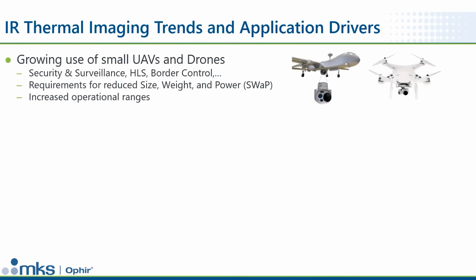So one of the most interesting trends today is growing use of small UAVs and drones for various applications, such as security and surveillance, homeland security, border control, etc. These applications require reduced size, weight, and power, which is called SWaP, and also increased operational ranges.